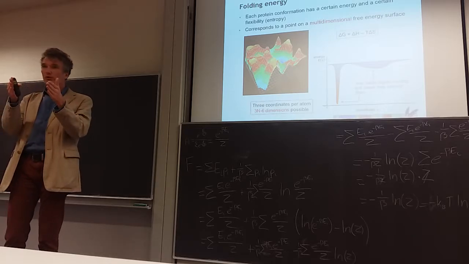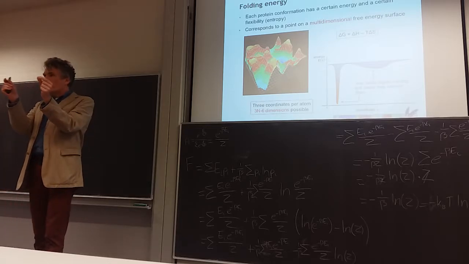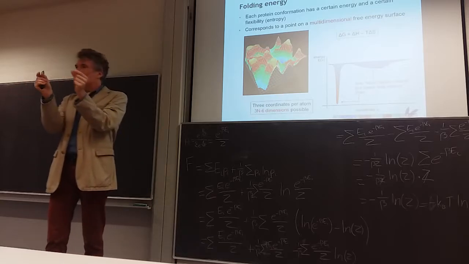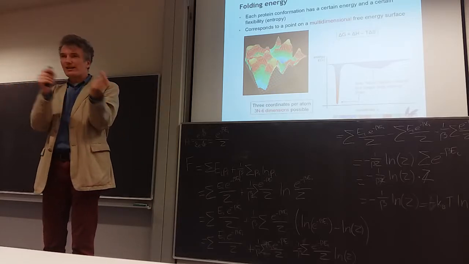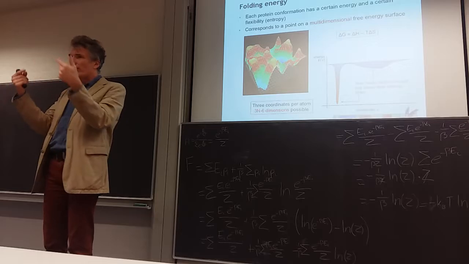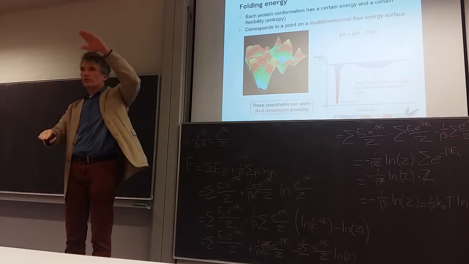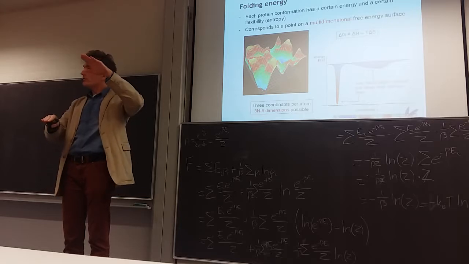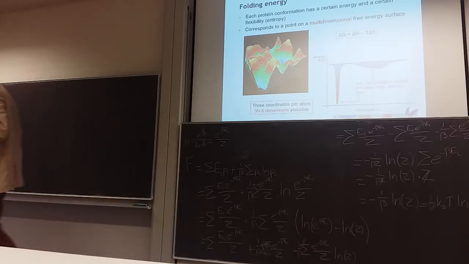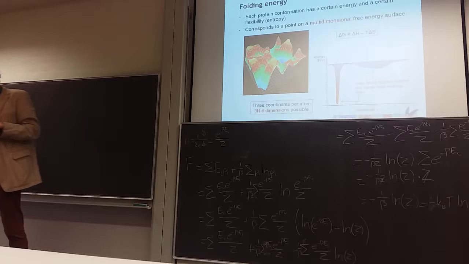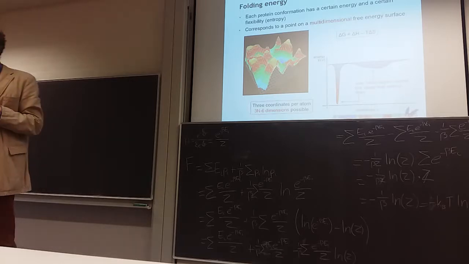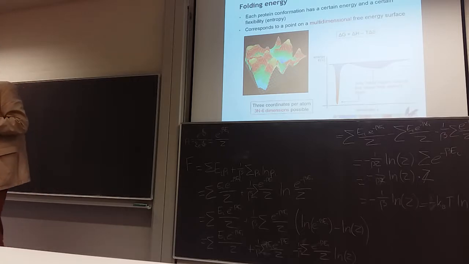If you have two states with the same small number of microstates, then it is again just the enthalpic energy, the interaction energy between the two, that will determine which one is more stable than the other. Okay. So I'll show you a few. I'll dive a little bit deeper into the peptide example that I showed already before.